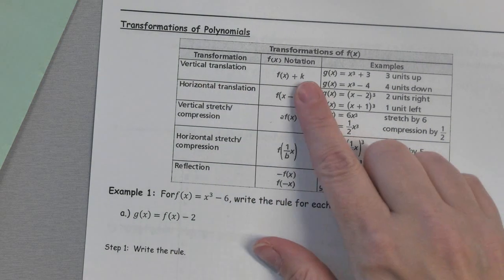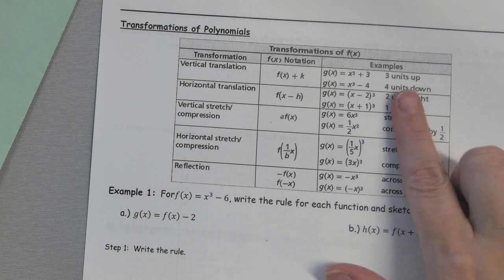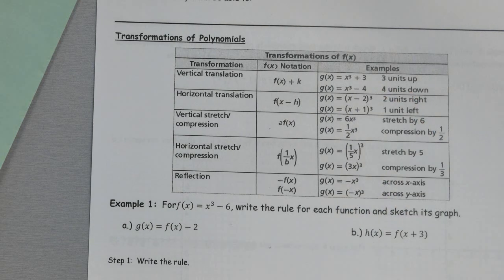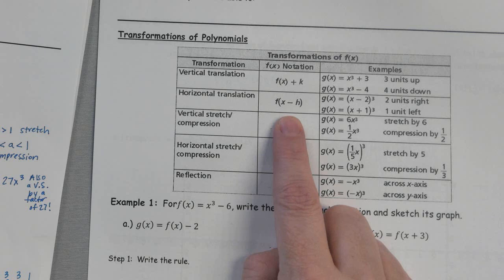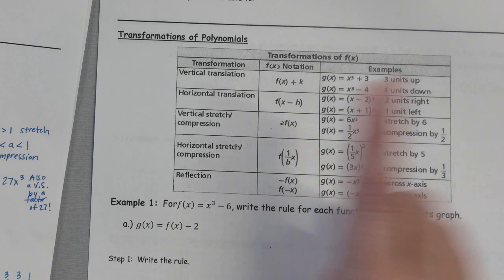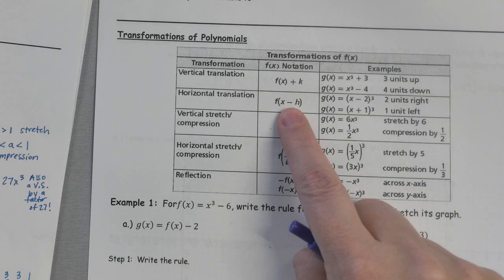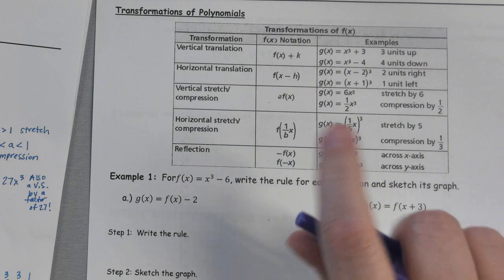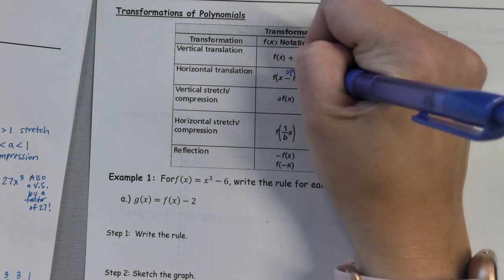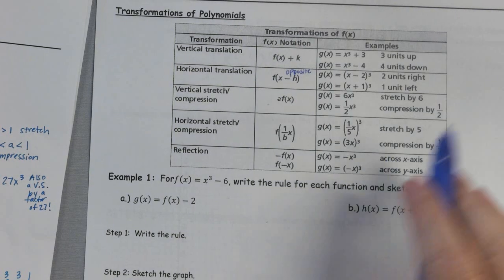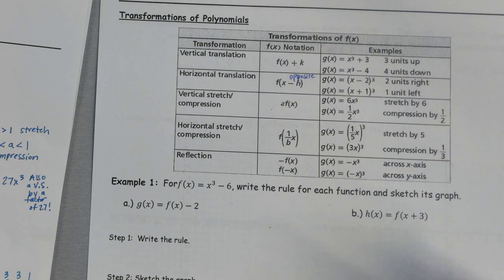If it's a vertical translation, that plus k is outside. And then look, they even give you some examples. What it looks like when it goes up, what it looks like when it goes down. Notice for the horizontal, you have that minus h. Do you guys remember what minus means besides subtraction? Opposite. Okay, so when it's opposite, then in this case it won't be down. In this case it's going to be right or left.